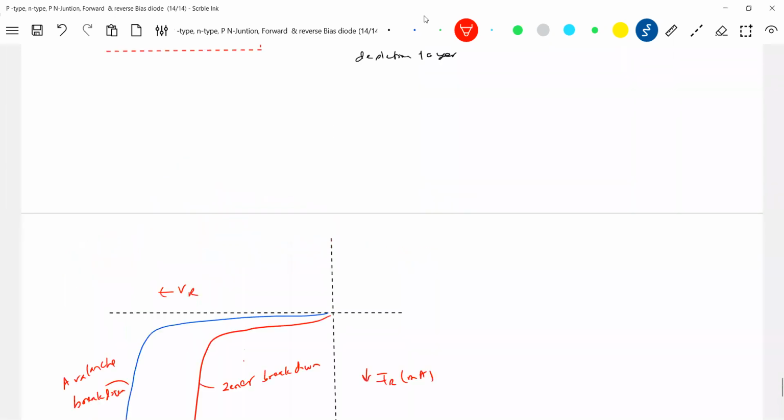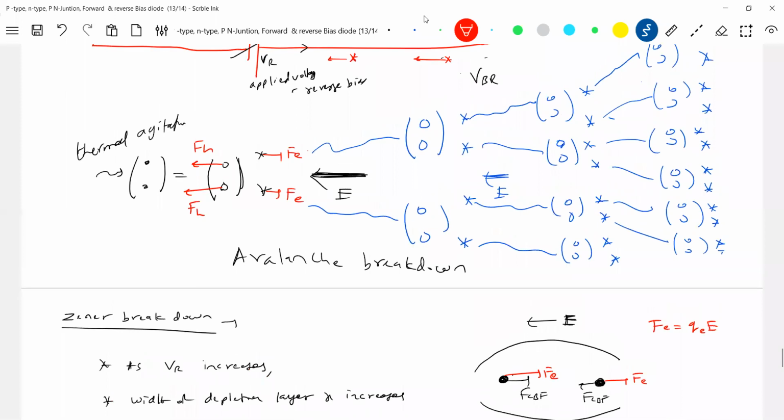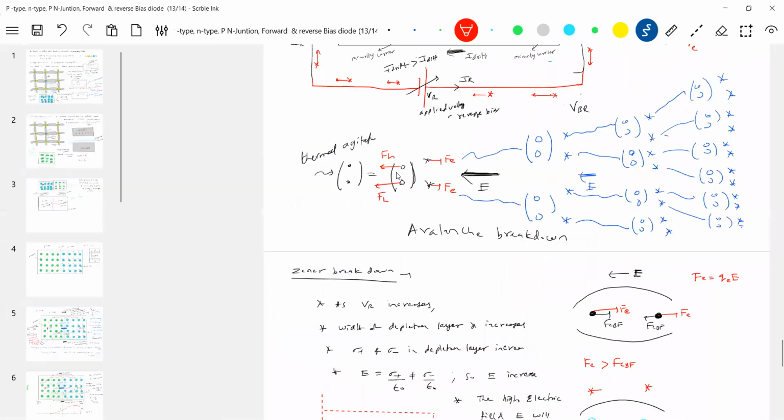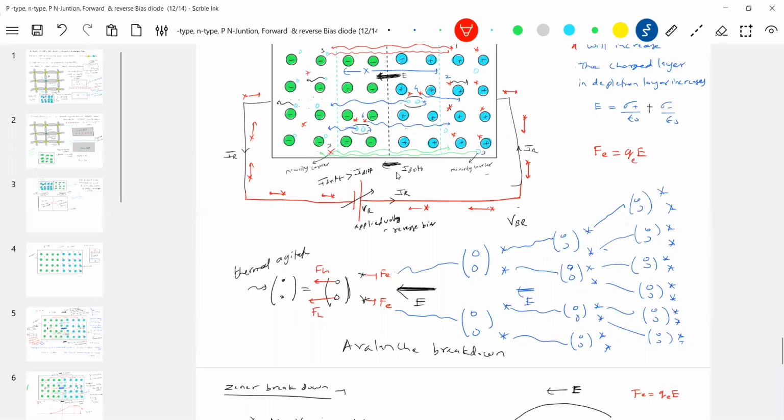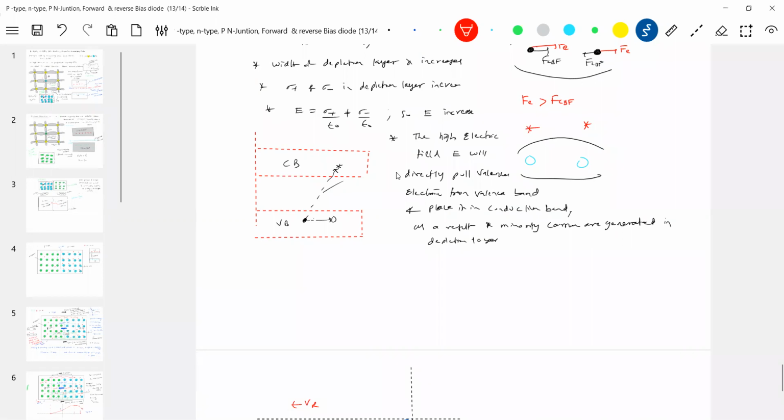This is what happens in the reverse breakdown. So avalanche breakdown, and this is very important. Okay, this is about the theoretical idea of the reverse bias. Any doubt, if you want, you can clarify, because this completes the conceptual part.